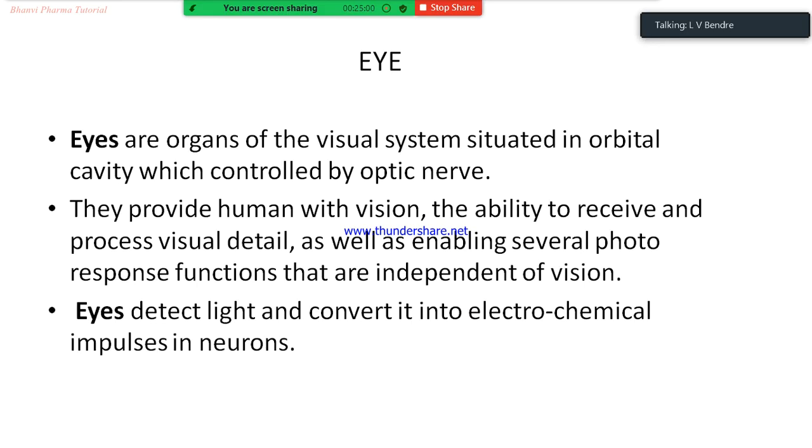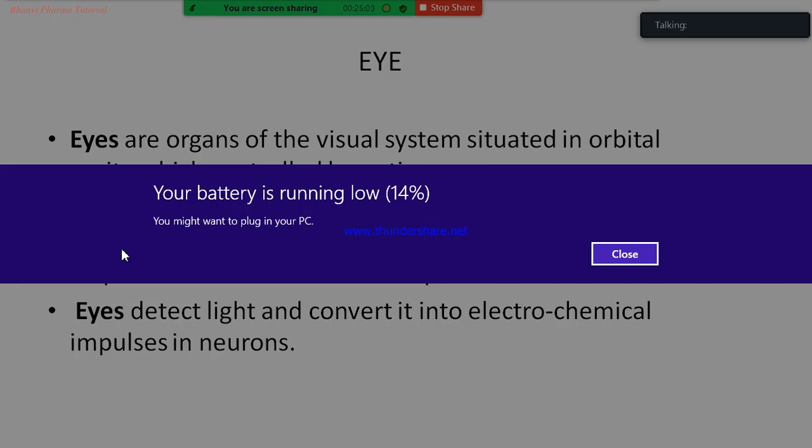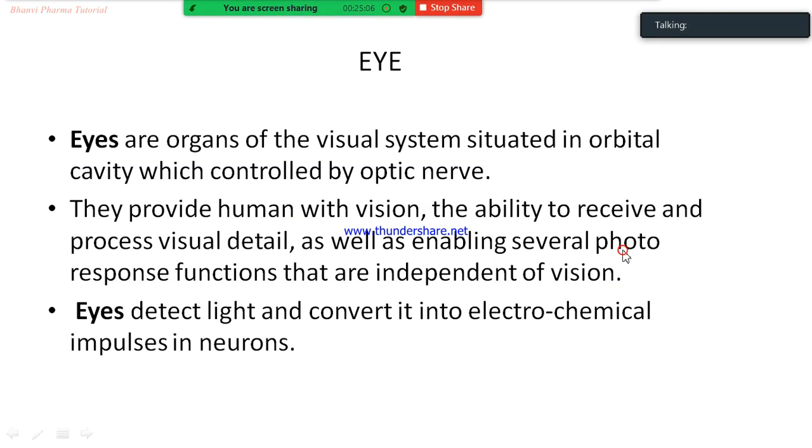Okay, next. Another important organ is the eye. The eye is the organ of the visual system, situated in the orbital cavity. The orbital cavity means the two cavities in the head, and the eye is controlled by the optic nerve. They provide humans with vision, the ability to receive and process visual detail.